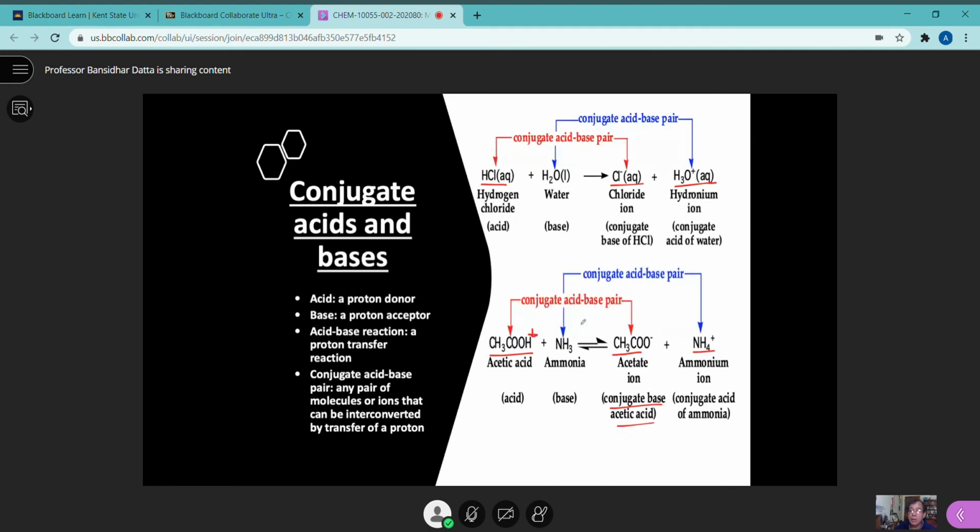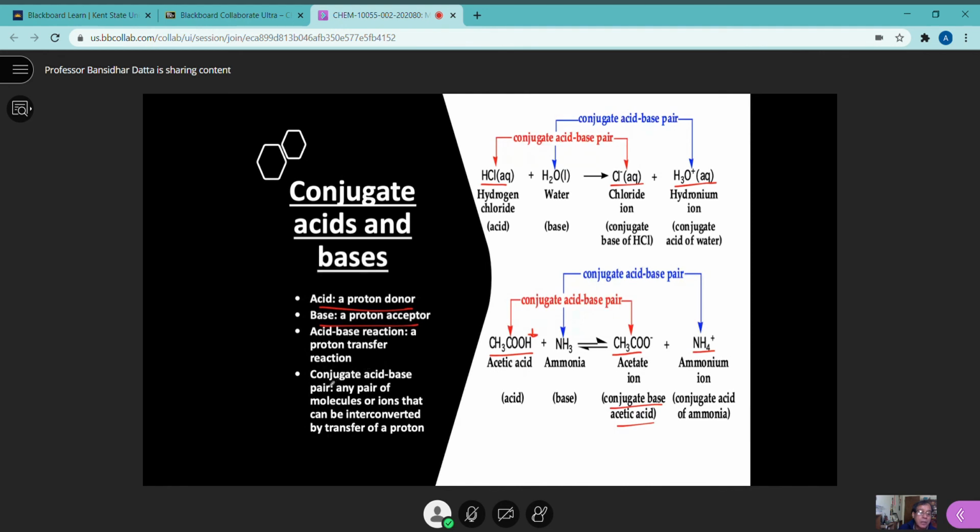So they always pair in an acid-base reaction. They always have two pairs. Acetic acid and acetate ion are an acid/conjugate base pair. Ammonia, the base, and NH4 plus are a base/conjugate acid pair. So this is the concept of acids and bases and the conjugate acids and bases. By definition, acids donate protons, and bases accept protons, proton acceptors. An acid-base reaction is always a proton transfer reaction. Remember, there is no water here. That's the concept of the Bronsted-Lowry definition of acids and bases.